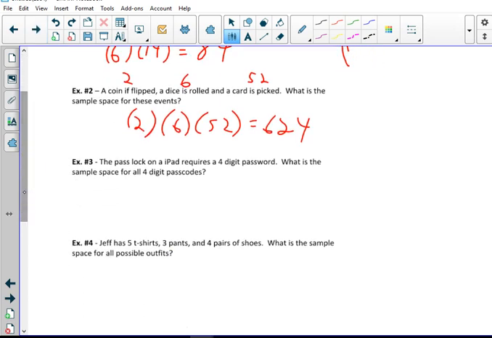Number 3, the passcode lock on an iPod requires 4 digits. What is the sample space for all 4-digit passcodes? Well, you got to think about that. 1, 2, 3, 4. Here's the numbers. How many numbers can go in the first spot? A lot of people will say 9. So you can't forget the 0. There's 10 numbers there, 10 here, 10 here, and 10 here. You got to multiply all those to get 10,000 different possibilities.